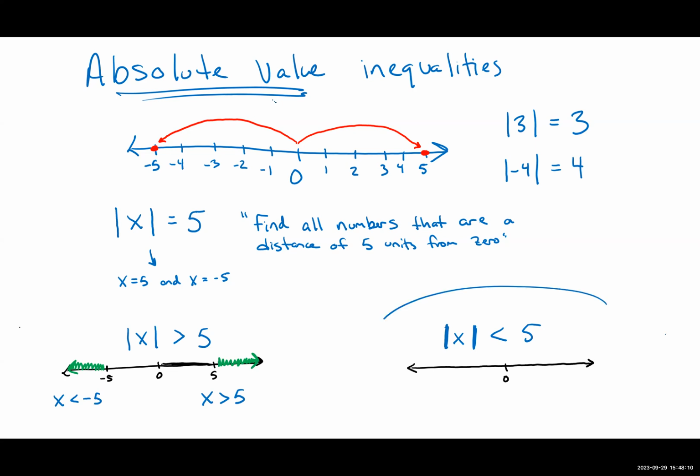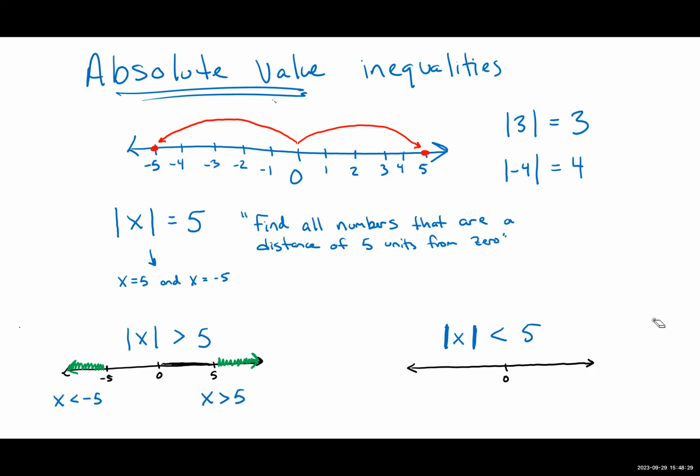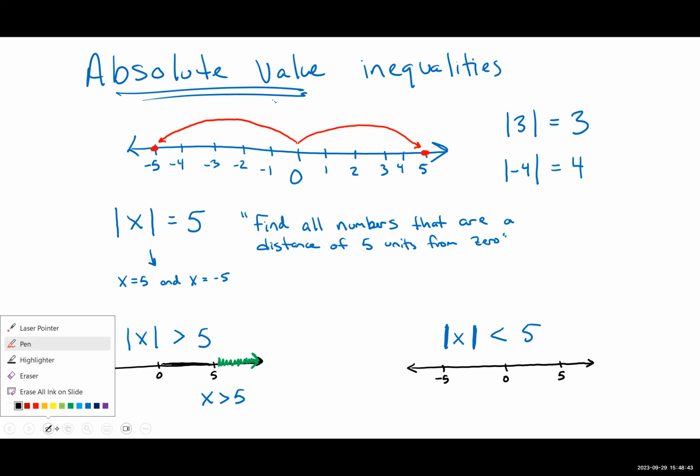But if we look at the one over here on the right, let's do the same thing. Let's shade the part of the number line that corresponds to the numbers that make this statement true. X could be any number that is less than 5 units away from 0. So if 5 is over here and -5 is over here, it's got to be closer than 5 units. Closer than 5, closer than -5.